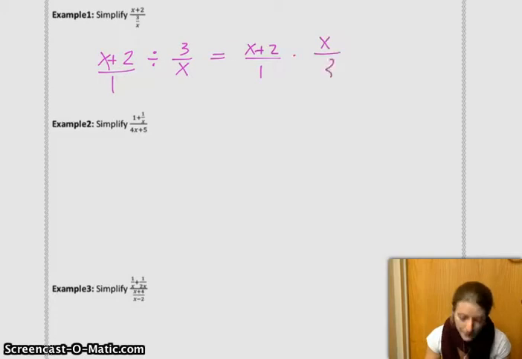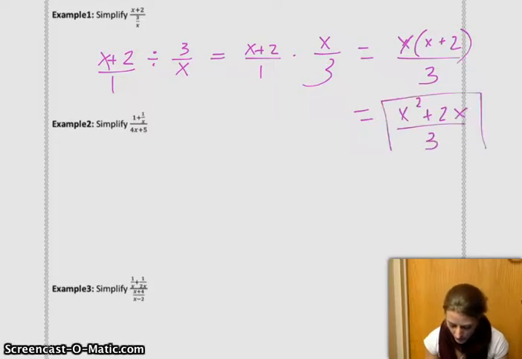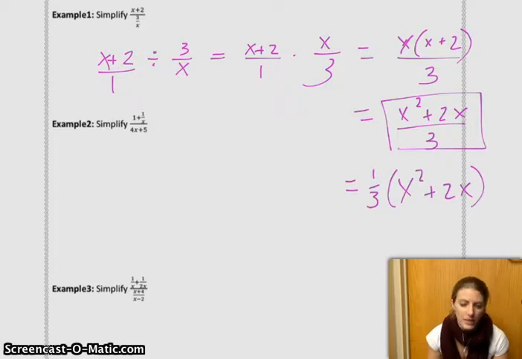Multiply by x over 3. And then I can just keep simplifying from there. So I multiply straight across, x times x plus 2 all over 3, and that ends up equaling x squared plus 2x all over 3. Or you can write that as 1/3 times x squared plus 2x. Another way to write the same answer.